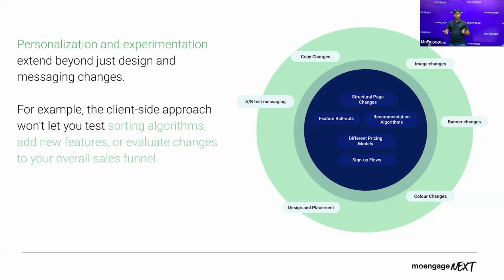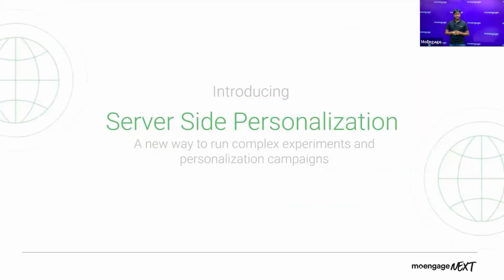So for any of the complex experimentation types and requirements, that is where we felt that there's a need to have a better, versatile solution. And to solve this problem, we are introducing server-side personalization. Server-side personalization is a new way to run complex experiments and also personalize them for different customer segments and cohorts. So you can run these complex experiments differently for new visitors versus existing visitors, or even users on the mobile app as well as other touch points.